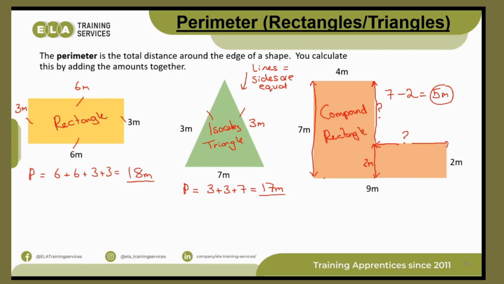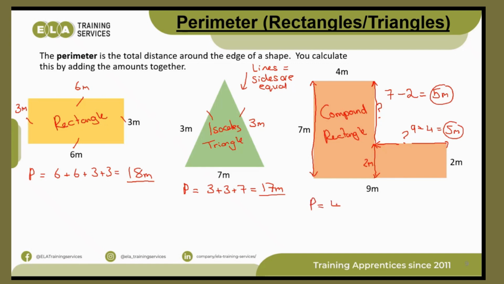We know all the way across is 9, but from here to here, we don't know. But here to here is 4. So we know 9 take away 4 will tell us our missing length. 9 take away 4 gives us 5. So now we can work out the perimeter.